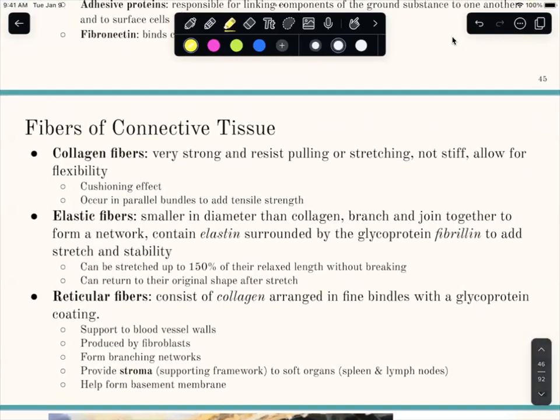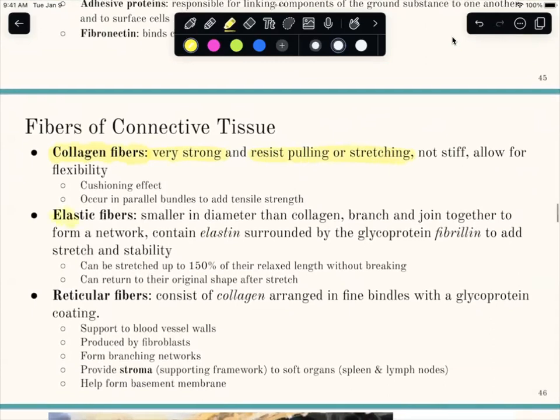So again, the different types of fibers we're going to see. We have collagen fibers. Collagen fibers are extremely strong. So any kind of pulling or stretching on those tissues, they help to resist that. It allows for those tissues to move without tearing. We're going to have elastic fibers. These elastic fibers have a protein called elastin, and it allows the tissues to stretch. Tissues that have large amounts of elastic fibers can actually be stretched up to 150% of their relaxed length without breaking. That's quite a bit. And they're always able to return to their original shape after being stretched.